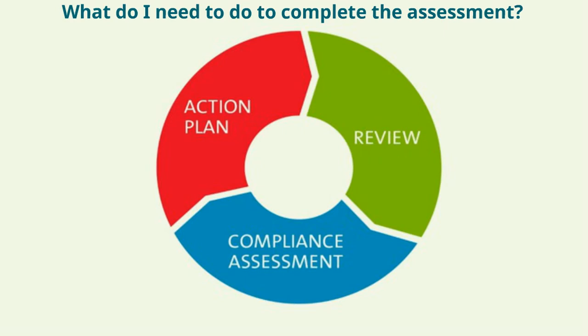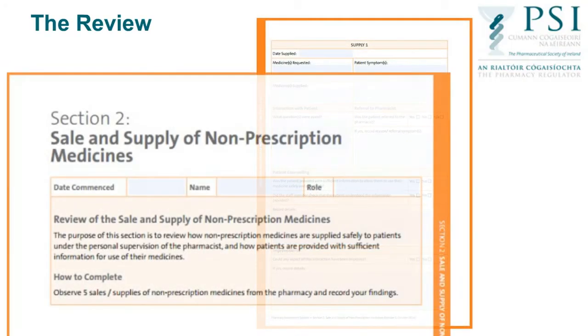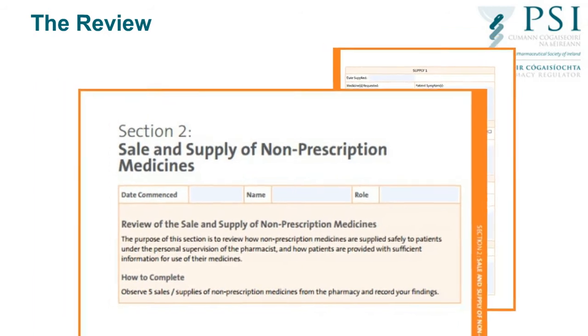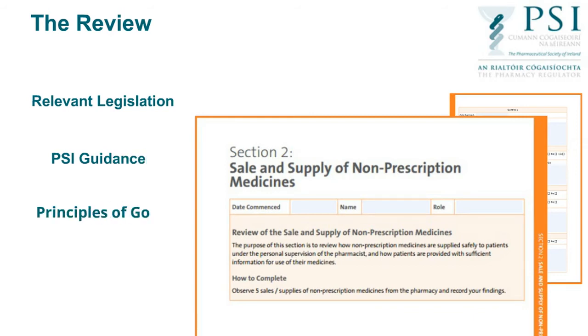Each section of the assessment system contains 3 parts: a review of the particular area of practice, an assessment of the level of compliance in your pharmacy, and the development of an action plan to address any issues that have been found during the review. The review contains blank templates, similar to a workbook with practical audit activities and questions which are based on relevant legislation, PSI guidance, and principles of good pharmacy practice.